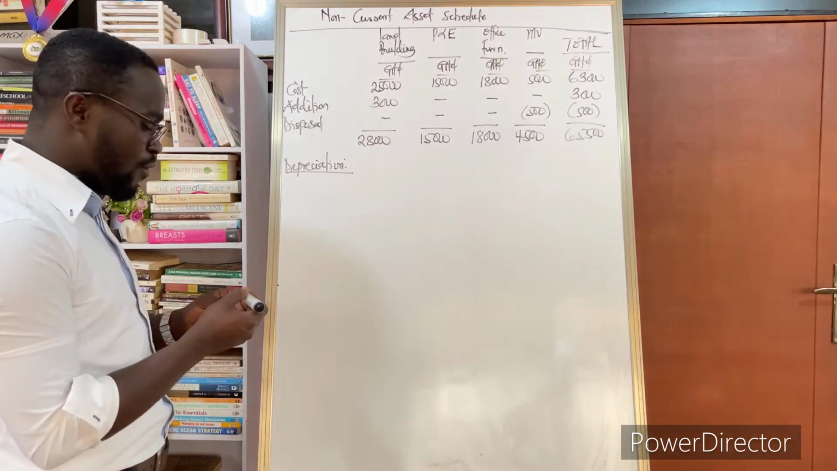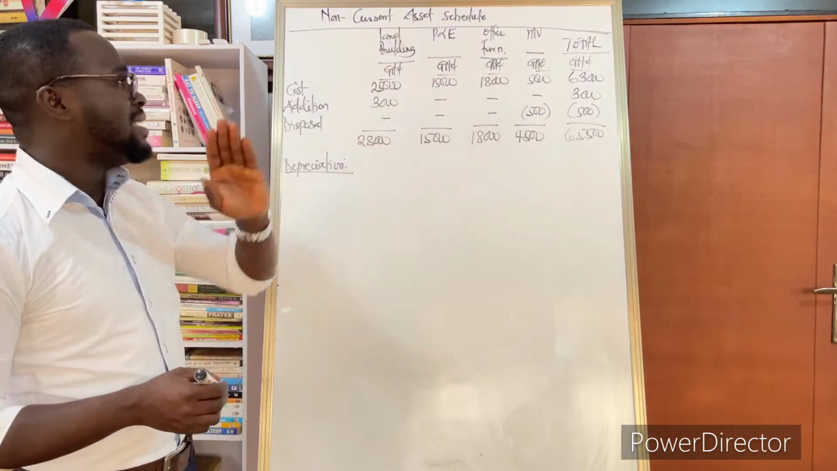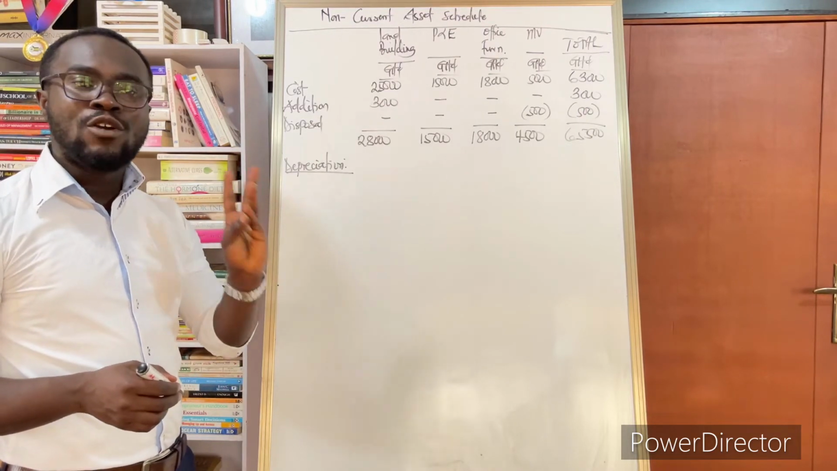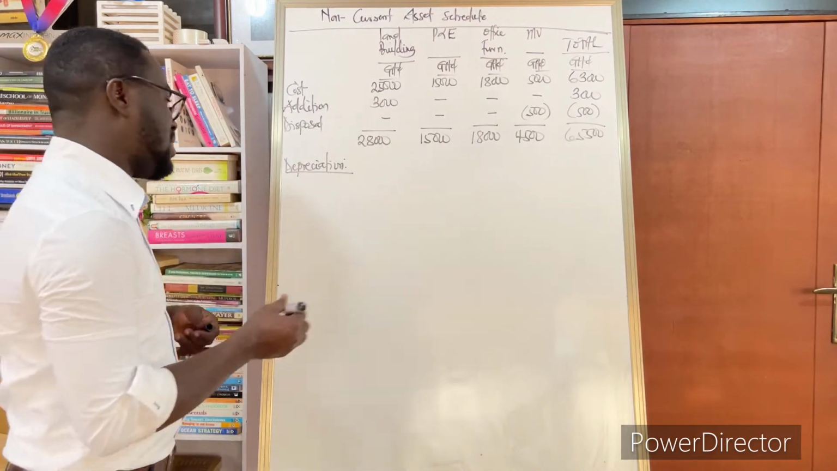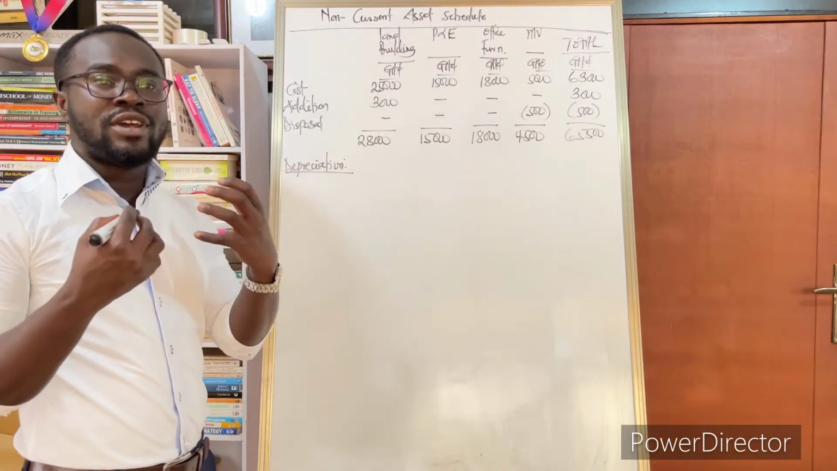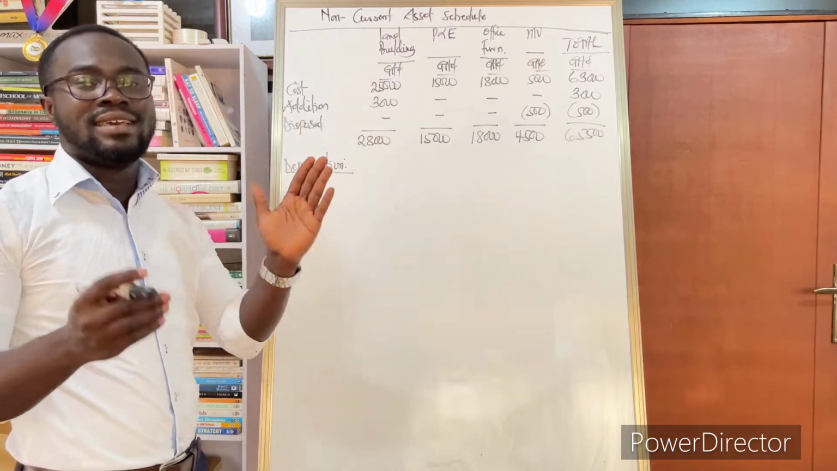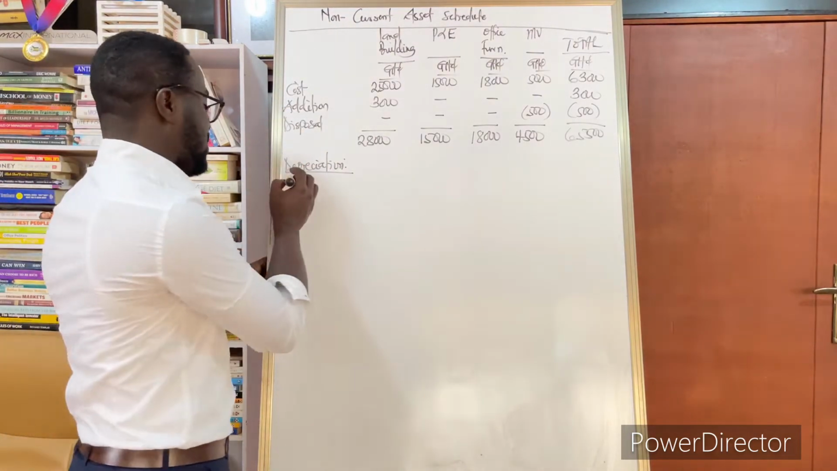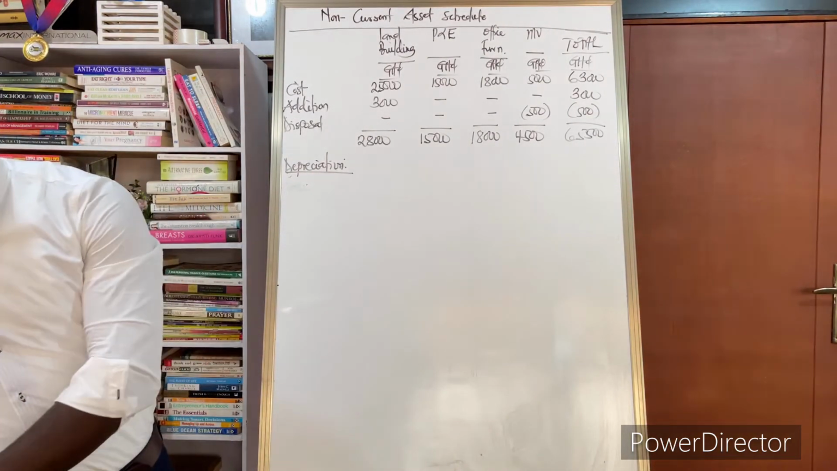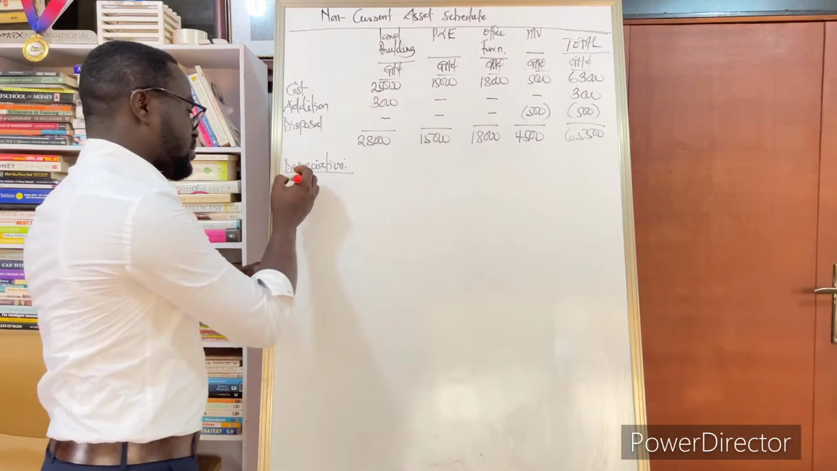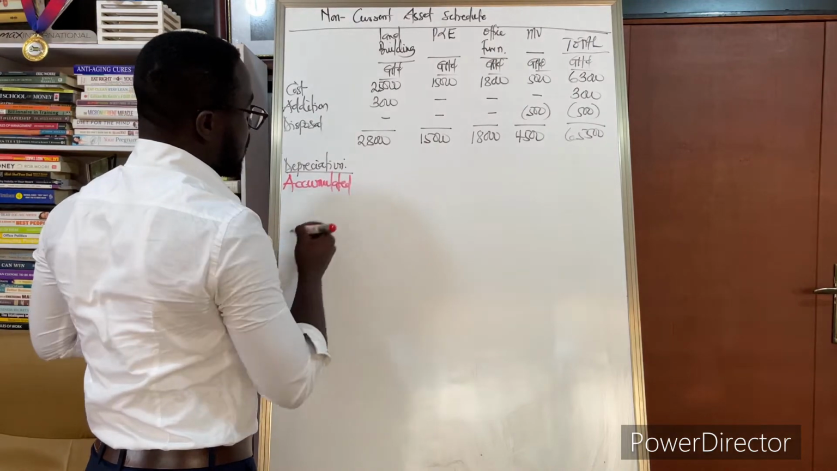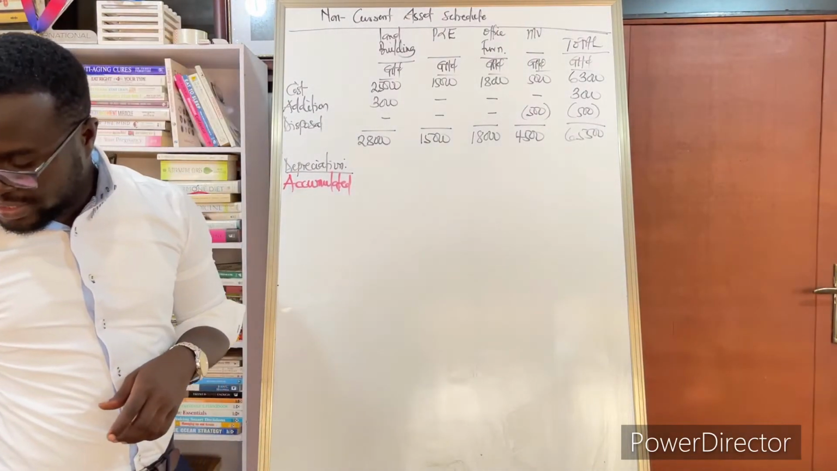So depreciation, first of all, you ask yourself, have these assets suffered any previous year depreciation, that is what we say accumulated depreciation or provision for depreciation. I prefer to use accumulated depreciation because it gives the exact meaning I'm trying to arrive at, because it has piled up from the previous years. Let me use another marker so that we can differentiate it well. Accumulated. So we go to the question, accumulated depreciation.